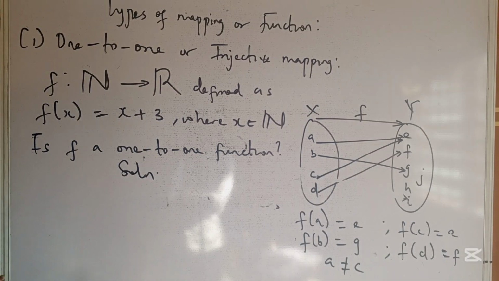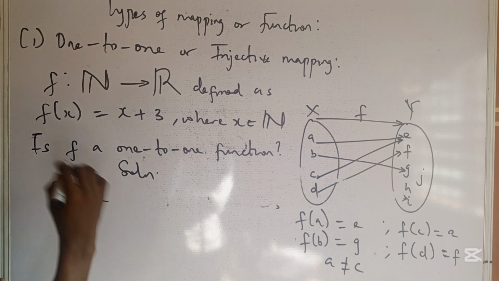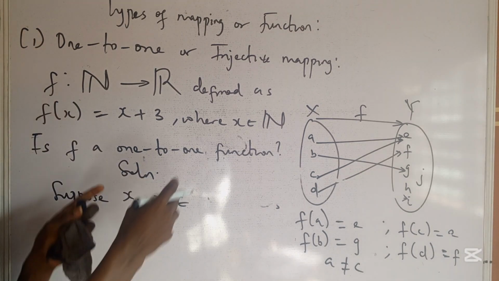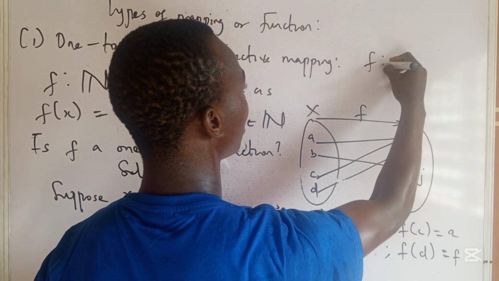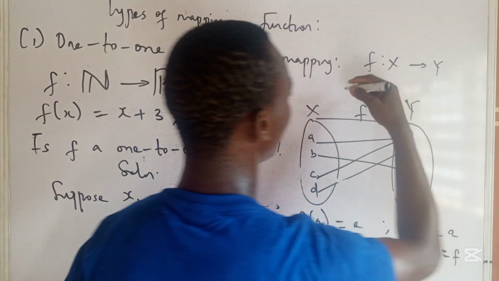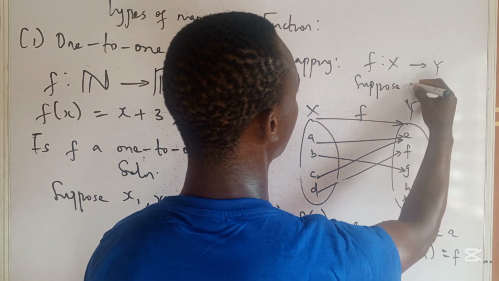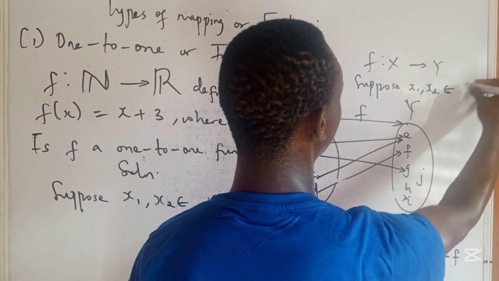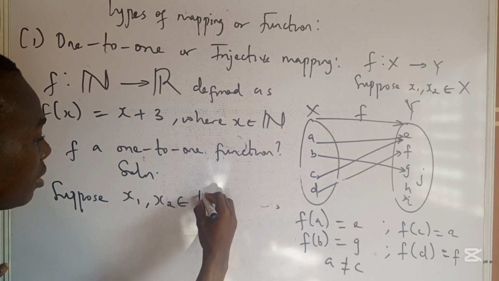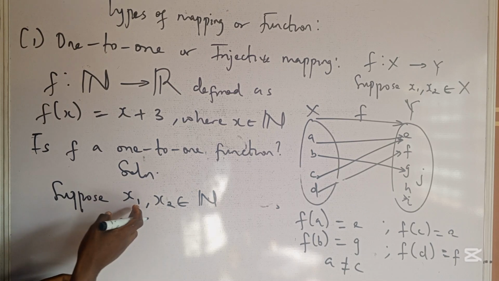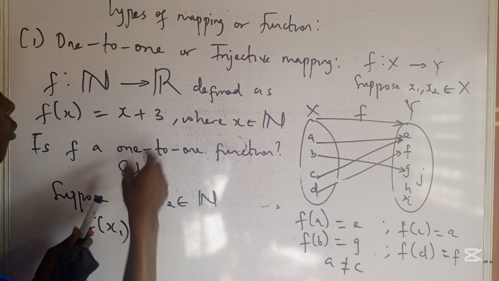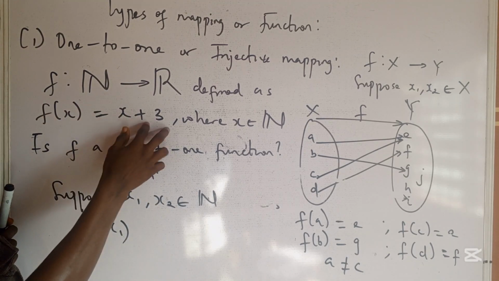Solution to this question. Suppose I take two elements x1 and x2 inside the domain. When I first wrote this, I wrote f from A to B, I think I used from X to Y. And I say suppose x1, x2 are elements in X. Now, what is the image of x1? The image of x1 is f of x1. And from what we have here, f of x equals x plus 3.